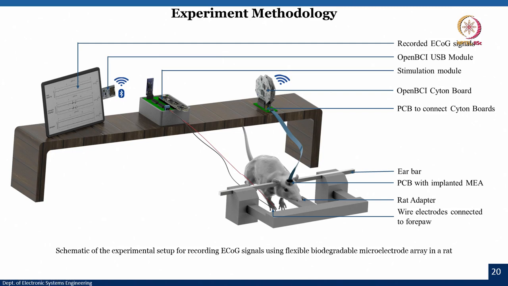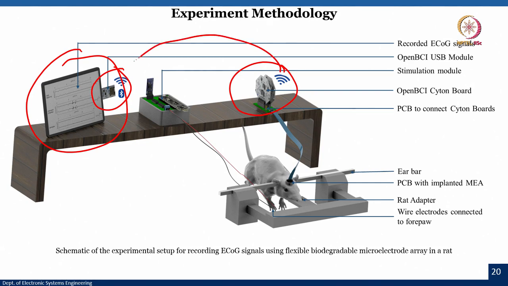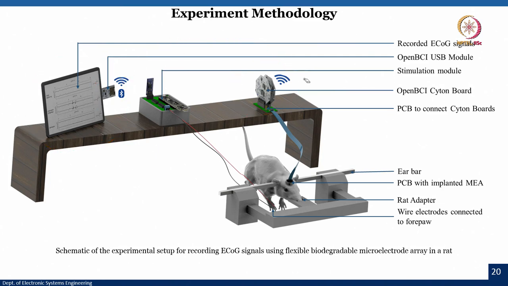Now, let us understand the experimental methodology. What you see here is a tablet. This is a dongle for Bluetooth. This is the OpenBCI Cyton board, and the data is transmitted through Bluetooth to your system. Within the tablet, you will be able to see the recorded EEG, or in this case, because we are taking the signals from the brain, it is electrocorticography, or ECoG.